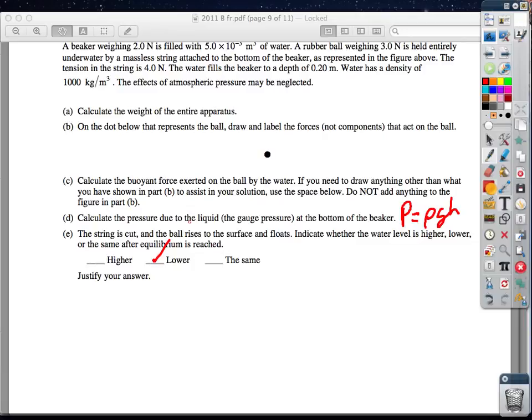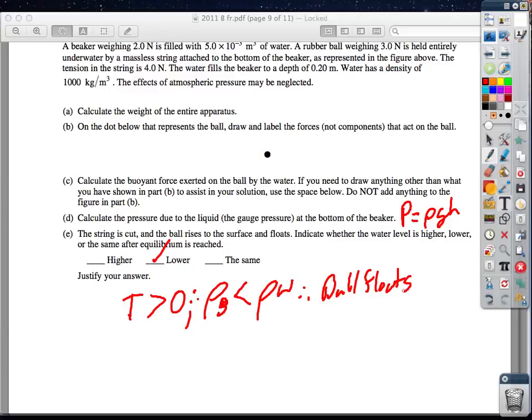Yeah. Well, what you can say is because the tension is greater than 0, that means the density of the ball is going to be less than the density of water. Does that make sense to you? Because if the density of the ball was greater than water, what would the ball do? It would sink. There would be no tension in the string. So, because the tension is greater than 0, therefore this is true. And if this is true, therefore the ball floats, right?